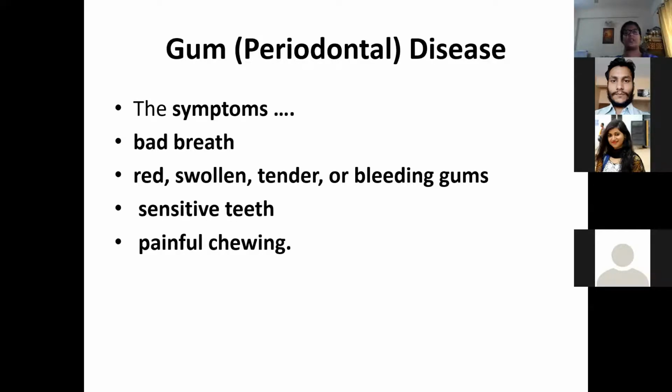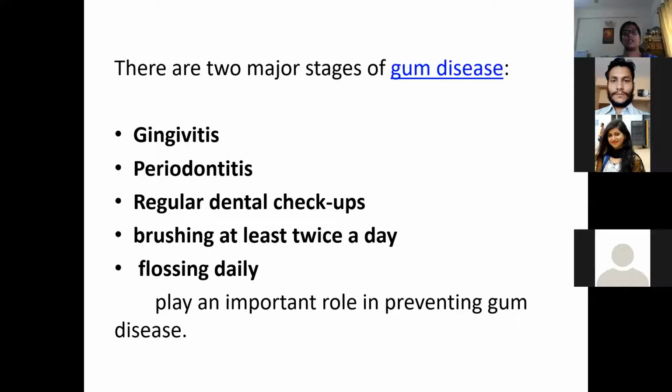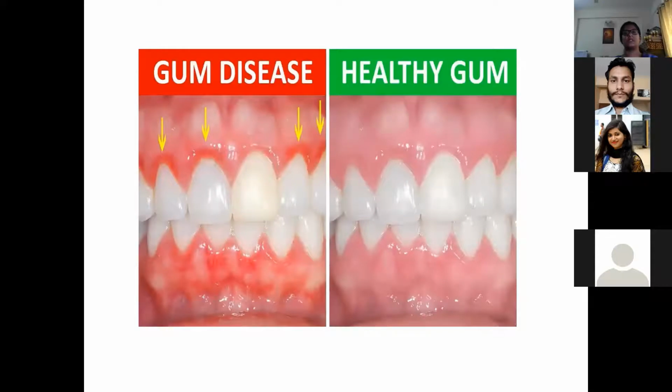and painful chewing. These are some of the symptoms of gum disease, and it can be in two stages: gingivitis and periodontitis. Maintaining oral hygiene by brushing twice a day, regular dental checkups, and flossing daily can help in preventing gum disease. You can see how the healthy gum and the affected gum look.